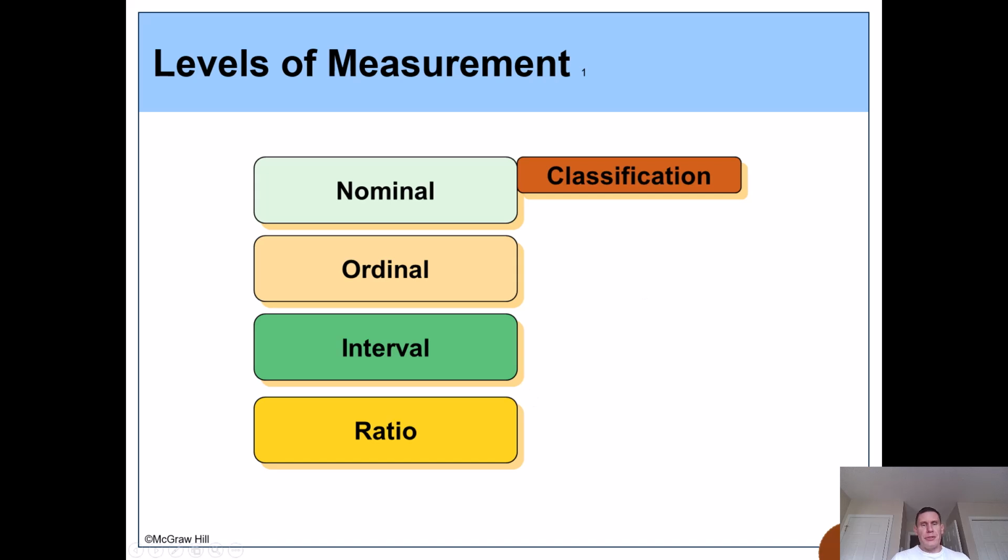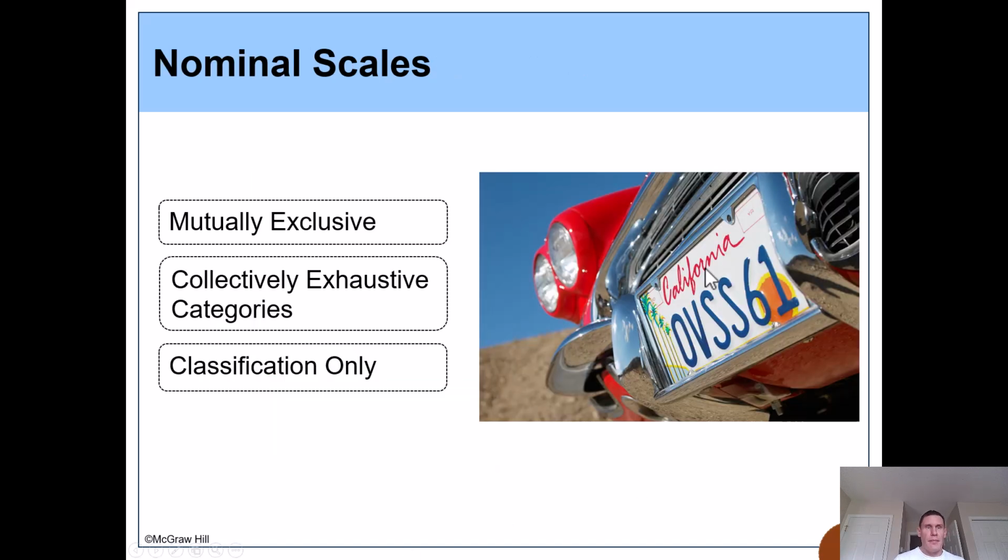So nominal speaks to, and I'm going to elaborate on each of these in subsequent slides, but just to give you a bit of a primer, nominal basically think of like a name. So if something is going to be named, it's going to be what? It's going to be classified. Okay. So nominal scales are mutually exclusive. What that means is if you're this, you're not that. So for example, you're either a freshman or a sophomore, right? You're not both.